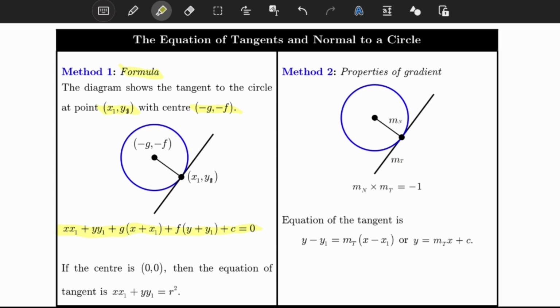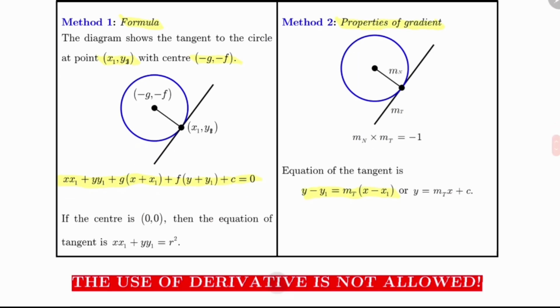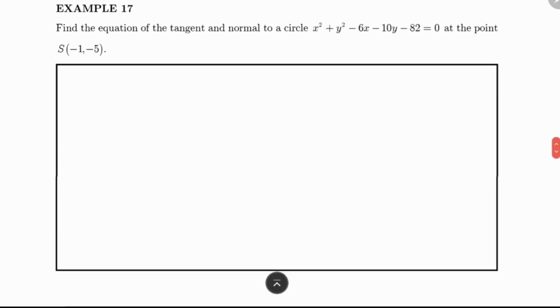So let's proceed to the second method. The second method, we use the properties of gradient. According to the diagram, we can see that mn multiplied by mt gives -1. mn is the gradient for normal and mt is the gradient for tangent. After we get the gradient and then the touching point, we are going to substitute into this formula. So let's proceed to example 17.